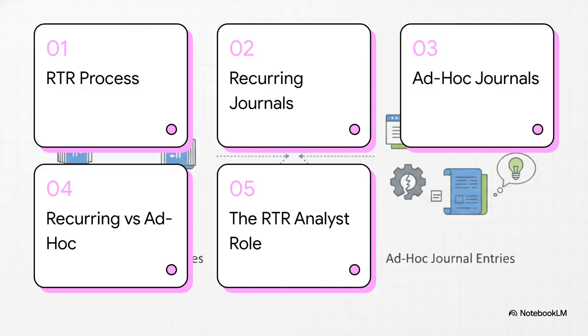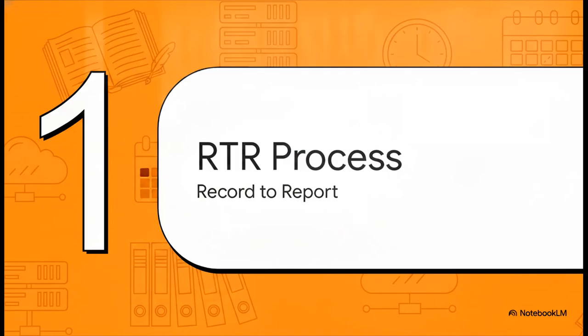Here is our quick roadmap for today's explainer. We'll start with 1, the record-to-report process, then move to 2, defining recurring journals, 3, defining ad hoc journals, 4, recurring versus ad hoc entries, and wrap up with 5, the RTR analyst role. Let's get going. Number 1, the record-to-report process.